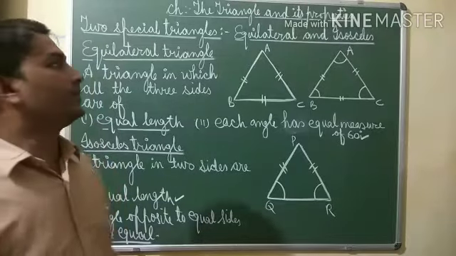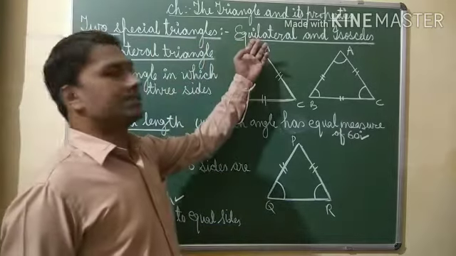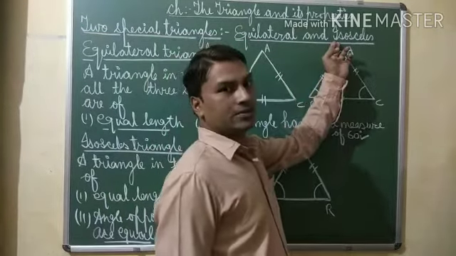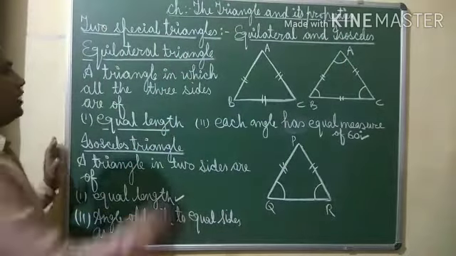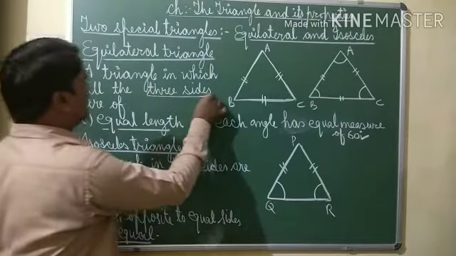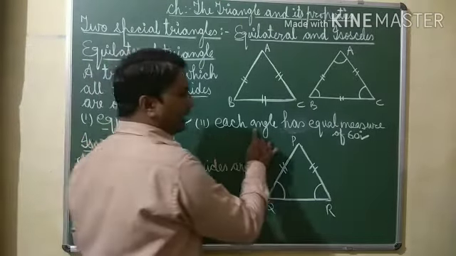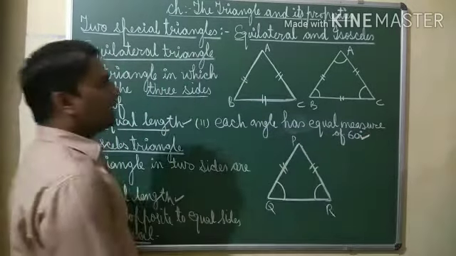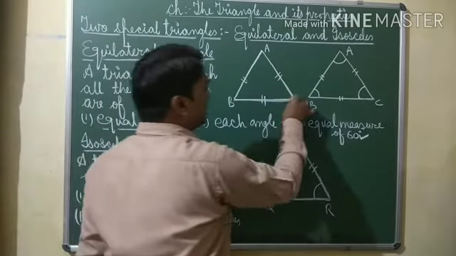Hello everyone. In this video we will do two special triangles. First is an equilateral triangle and second is isosceles triangle. Equilateral triangle is a triangle in which all the three sides are of equal length and each angle has equal measure of 60 degree. Here I am taking triangle ABC.